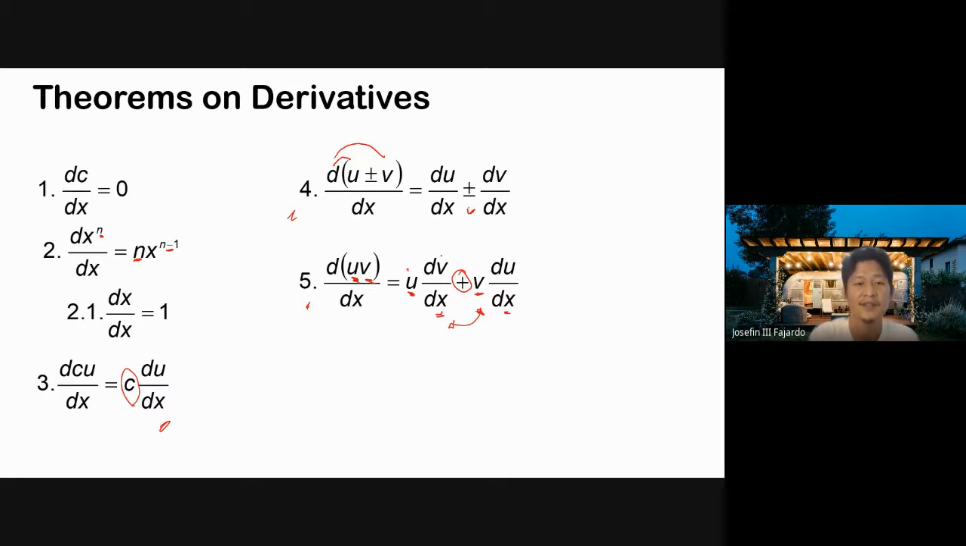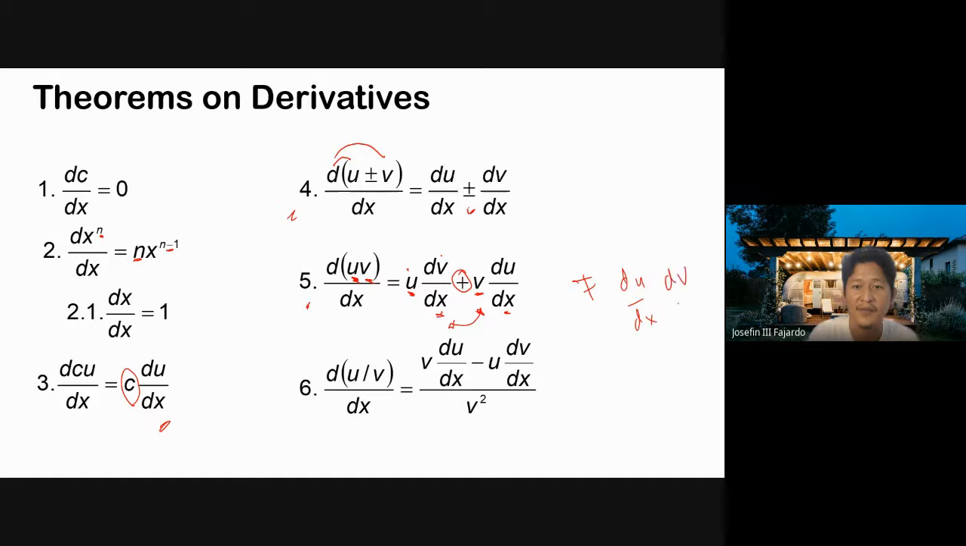Malinaw po. Mamaya mag-example tayo nito. And then number 6 is the quotient rule, wherein you try to get the derivative of the quotient. By the way, yung sa 4 pala, mapapansin nyo parang nag-distribute, pero dito hindi. Take note, ito yung usual na mali ha.